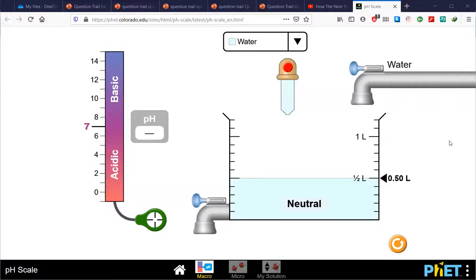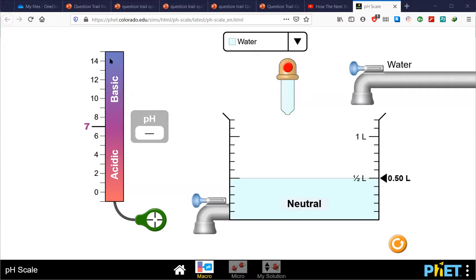Here we have the pH simulation. So here's the beginning. And number one, pH measures what? It measures the acidic or basic nature of a solution. What's neutral pH? Well, right in the middle is neither acidic nor basic. So that's pH 7. What's the basic range of pH?